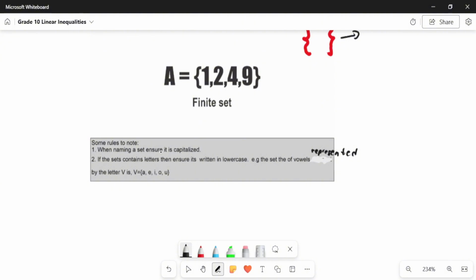Some rules to remember when naming a set: ensure that it is capitalized. You can see that I named the set with a capital letter. And if the set contains letters, then ensure that it is written in lowercase. The set of vowels represented by the letter V is a, e, i, o, u. You can see that all of the members, the elements of the set, are written in lowercase, right? But we'll only work with numbers, it's just some additional information for you.